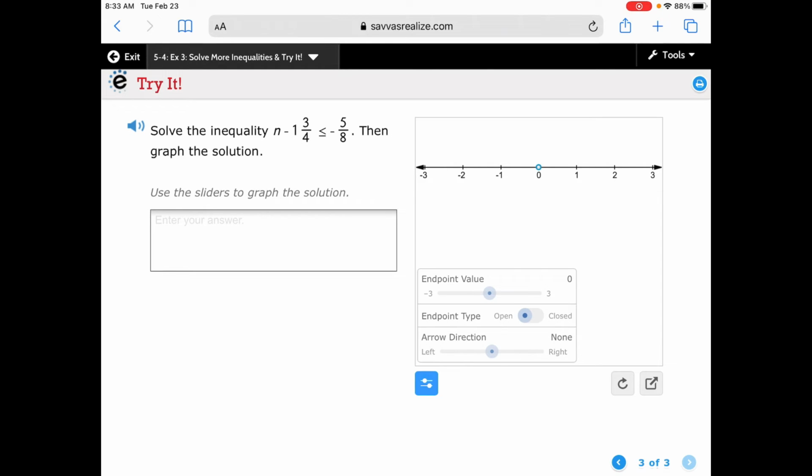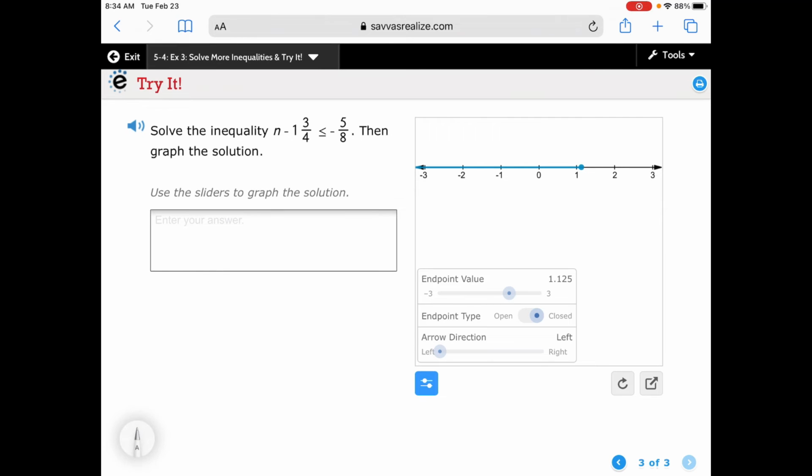For this one, we're going to go ahead and solve. So we should have n is going to be less than or equal to 1 1/8. So our endpoint is positive 1 1/8, which is right here. So it's 1.125, I just know that. It's going to be a closed circle because there's a line underneath, and we see that the arrow is pointing to the left.